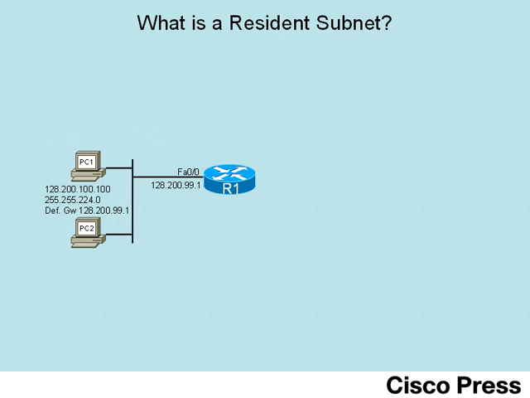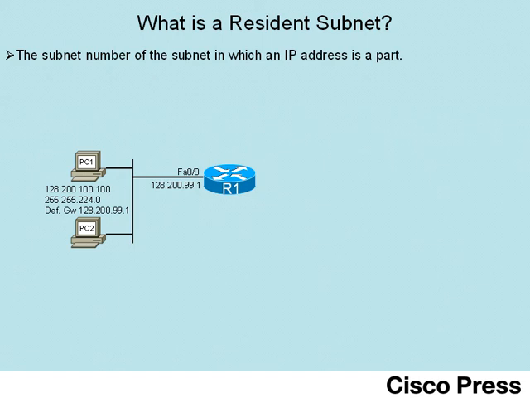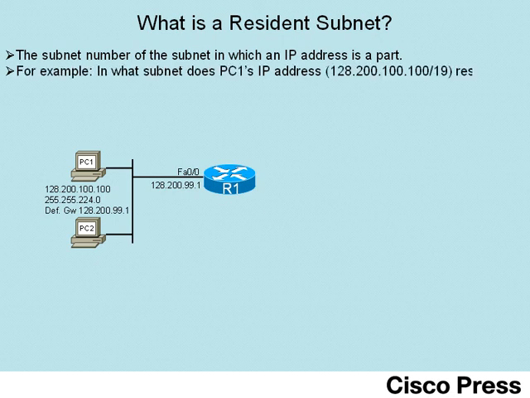Before taking a look at the process, let's take a closer look at what I mean by resident subnet. Every IP address assigned to a host when subnetting is used is inside a single particular subnet. So the resident subnet is the subnet number of the subnet in which an IP address resides or is a part of. For instance, here in the figure we have PC1 and it's been assigned an IP address of 128.200.100.100 and it's got a mask of /19 or 255.255.224.0. Now the question is, what is the subnet number in which this IP address resides?